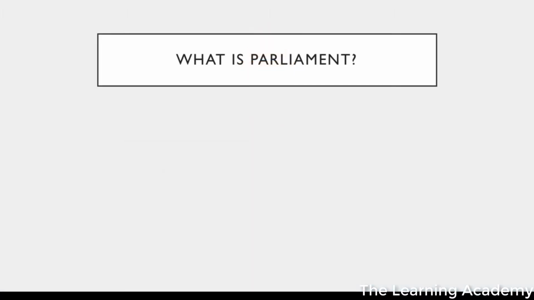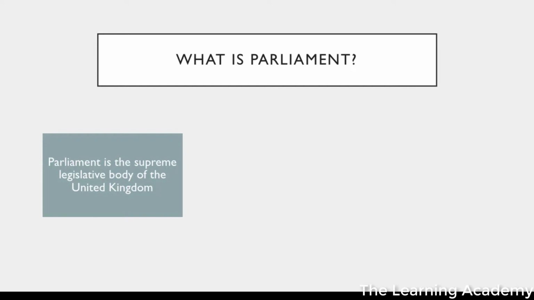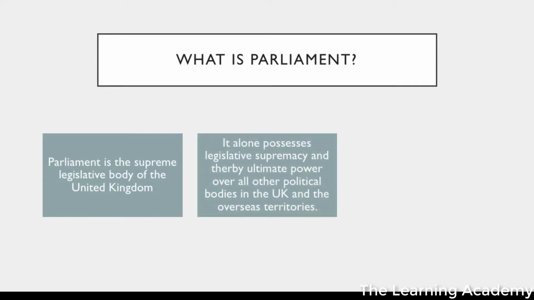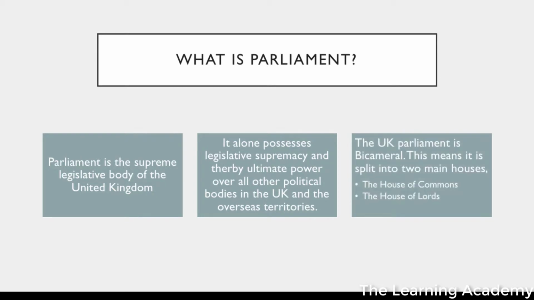Okay, so what is Parliament? Parliament is the supreme legislative body of the United Kingdom. It possesses legislative supremacy and thereby ultimate power over all other political bodies in the UK. The UK Parliament is what we call bicameral. This means it is split into two chambers, or two houses. So we've got the House of Commons and the House of Lords.